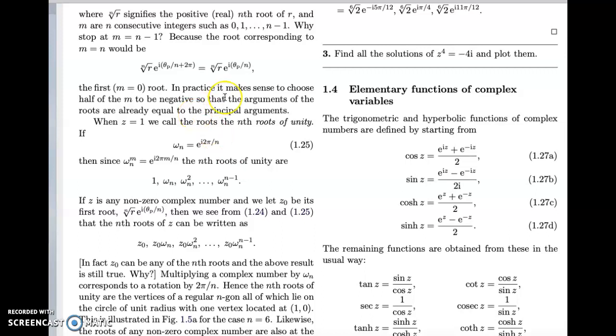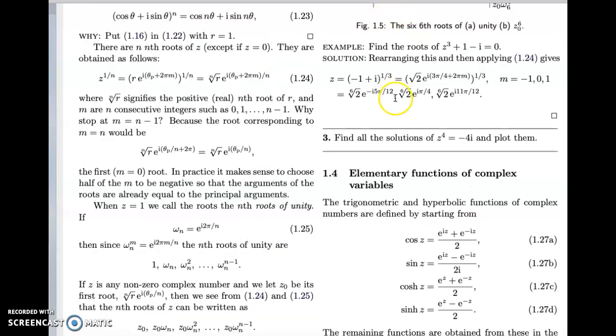I've said in practice it makes sense to choose half of the m to be negative, so the roots are already equal to the principal arguments. It's sort of up to you whether you do that. We'll see that happening a bit later in the example.